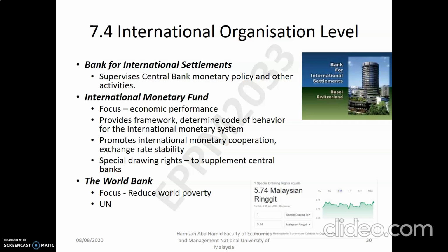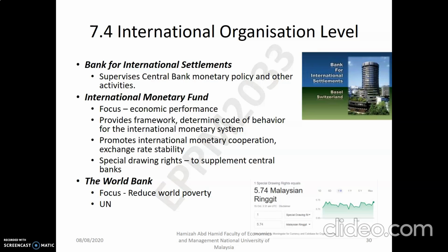Special drawing rights, they have their own currency. If you are interested, this is under IMF, you can look into this further. For your level, we do not really investigate this so much.